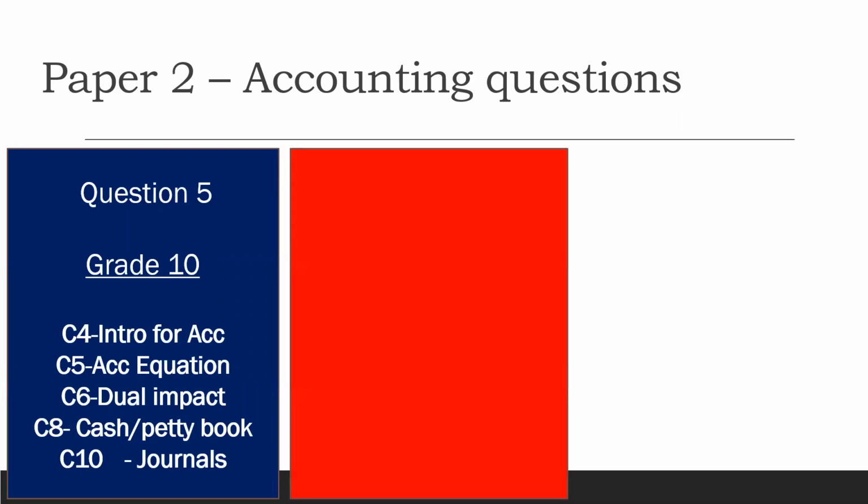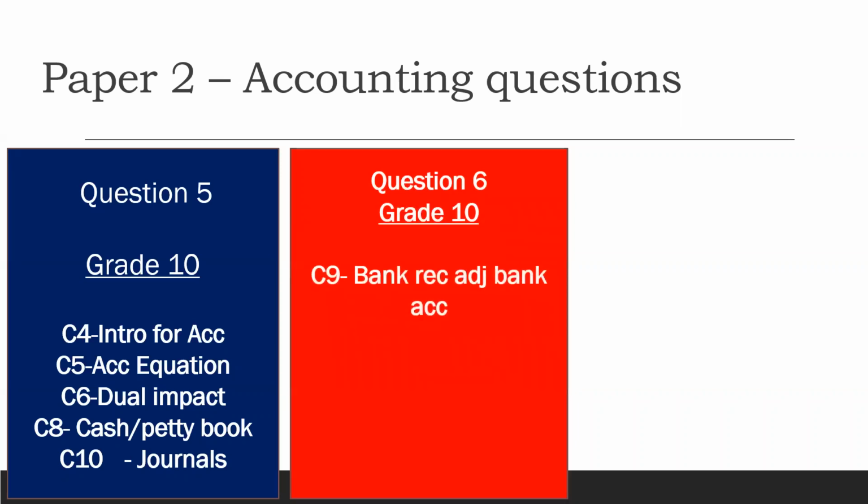And then we come to question number 6. Question number 6, grade 10, you have bank reconciliation, that is the adjusted bank account. They might provide the bank statement and the bank account balance, and you need to prepare the adjusted bank account, and based on the adjusted bank account balance, you need to prepare the bank reconciliation statement. Clear? So that is one type of question that may be tested.